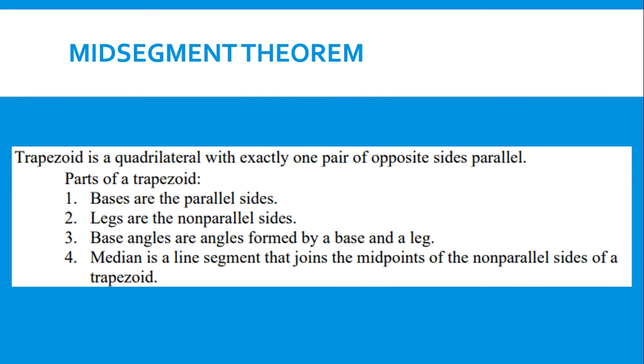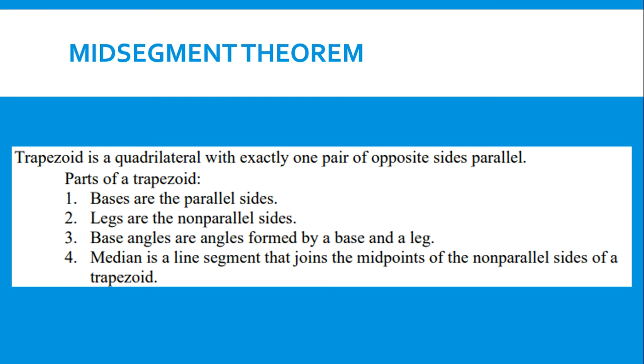Okay, I hope nakagets mo, nakakuha mo sa atong discussion about the midline theorem. So let's go now to the mid-segment theorem. Okay? So, first, we're going to discuss, again, the definition of trapezoids. Or, let's review about trapezoid. Trapezoid is a quadrilateral with exactly one pair of opposite sides parallel. Okay? Exactly one pair of opposite sides parallel. That is trapezoid.